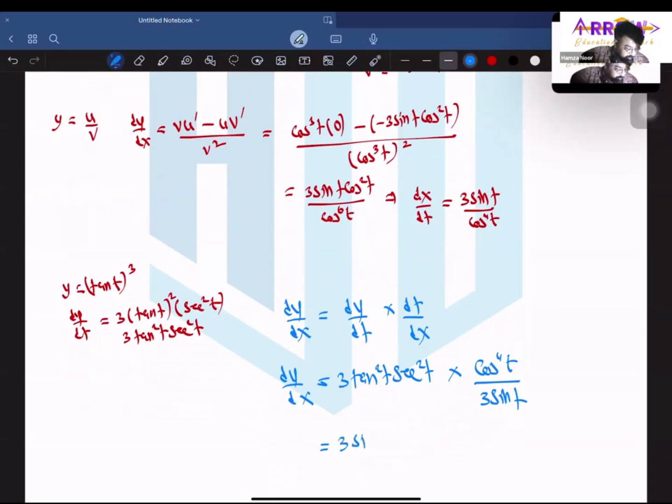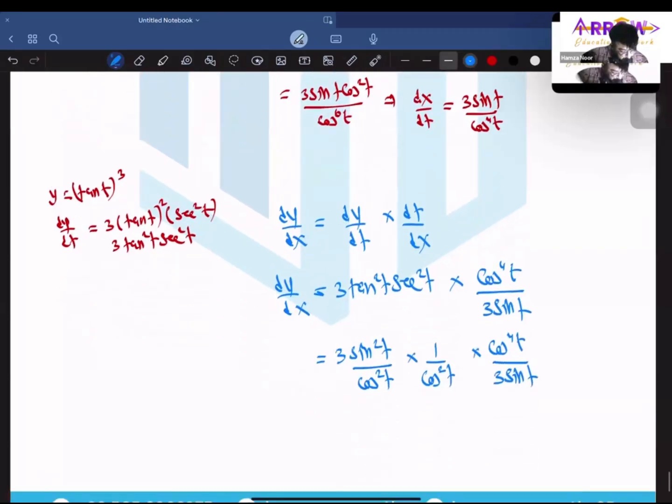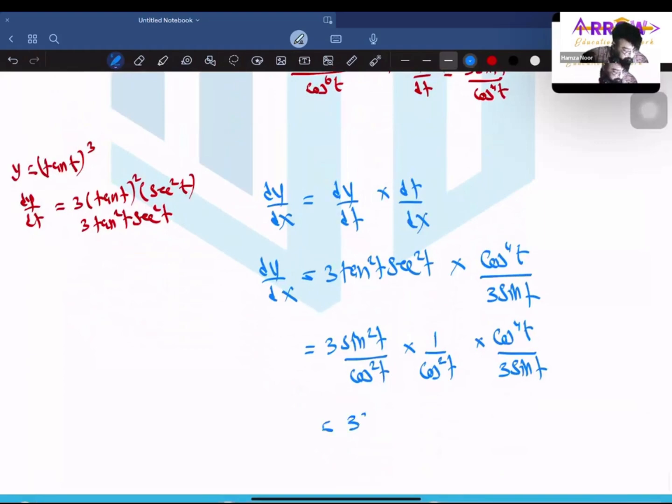So 3 sine square t divided by cos square t multiplied by, in place of sec square t, I can write 1 upon cos square t, and this is multiplied by cos t raised to the power of 4 divided by 3 sine t. Okay, so what we are achieving so far, 3 sine square t multiplied by cos t raised to the power of 4 divided by cos t raised to the power of 4 times 3 sine t.